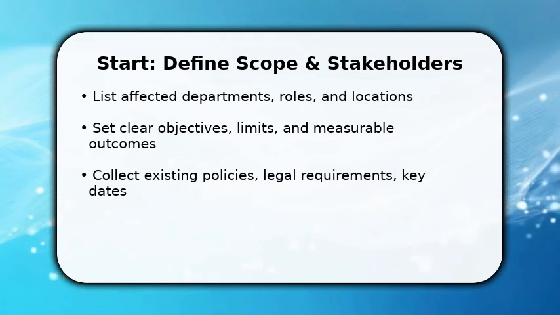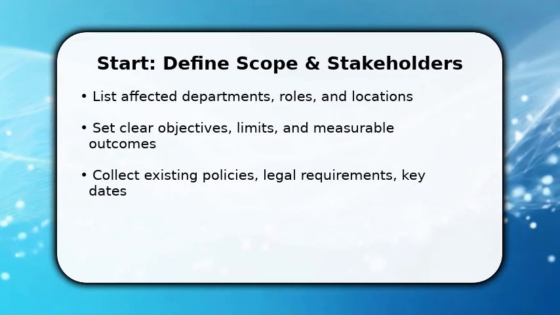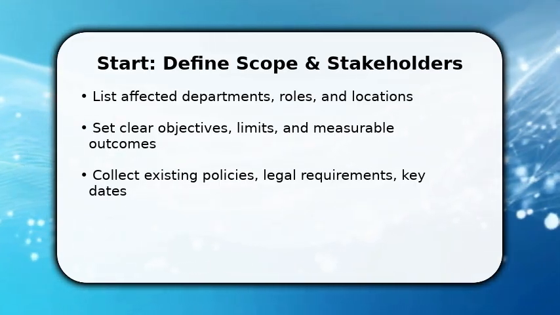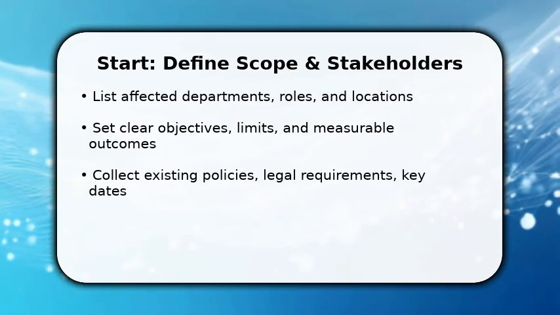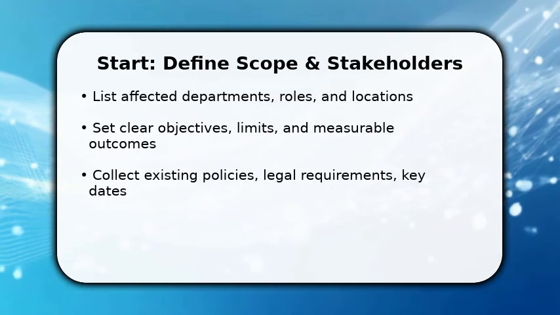Enjoy the video. You begin by defining scope and naming stakeholders so everyone knows whose behavior the rules will shape. Once done, gather existing policies and legal must-haves to avoid conflicts. This saves rework. Make sure to set measurable objectives so you can tell if rules succeed.